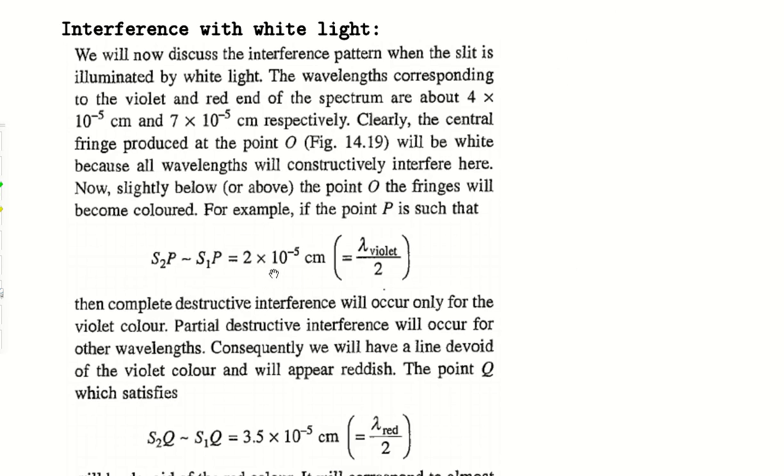So 2 into 10 to the minus 5 centimeter is equal to, you can think, half of the wavelength of violet, so lambda by 2. Lambda by 2 means the destructive interference condition for the violet light, because n plus half into lambda is the condition for destructive interference, that is, dark will appear when the path difference is equal to n plus half into lambda. So it has been studied in our previous class.